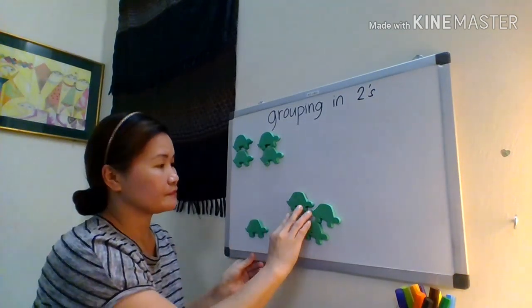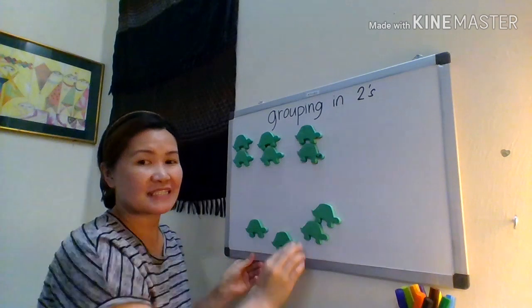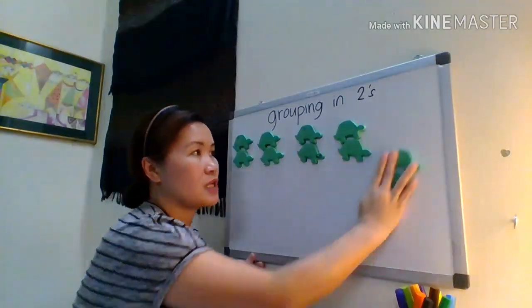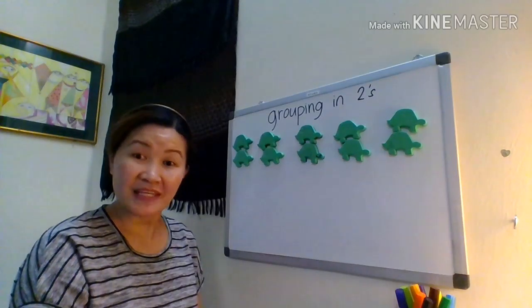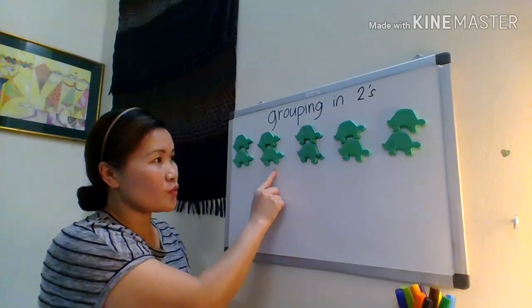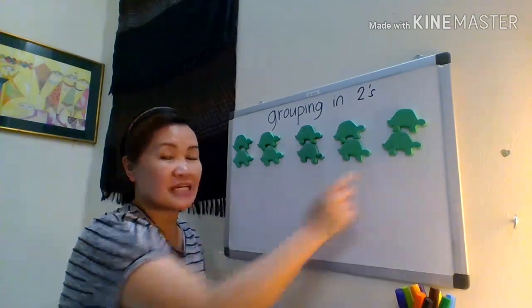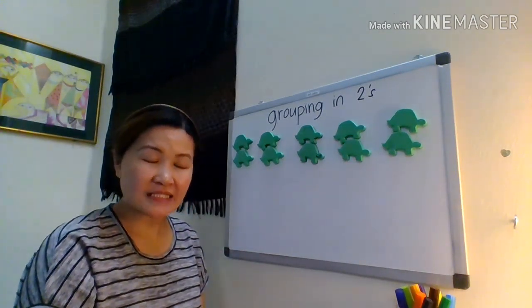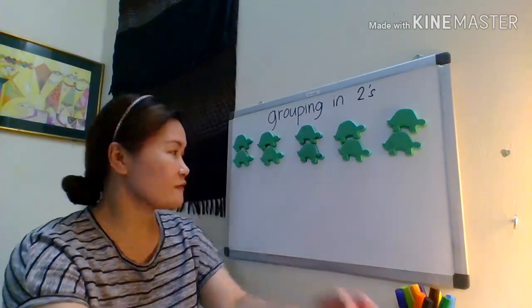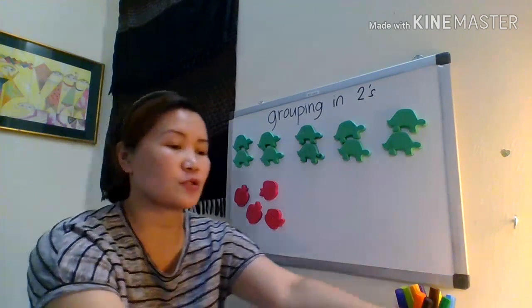4, 6, 8, and 10. It's easier, right? Alright, so we have 2, 4, 6, 8, 10. Okay, it's easier to count and it's quicker. Okay, so what if I have more things on my board?